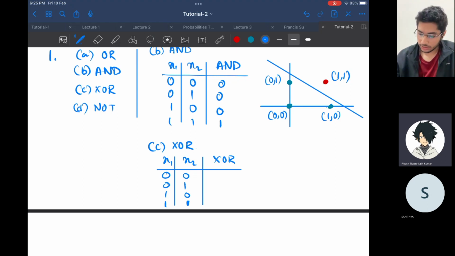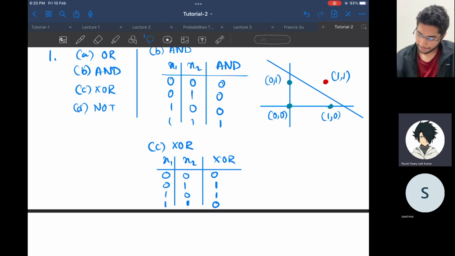The XOR option basically wants none of your inputs to be the same. You can see here x1 and x2 are not equal, and here x1 and x2 are again not equal, so it will give you 1. But here they are equal, so it will give you 0, and here also they are equal, so it will give you 0.